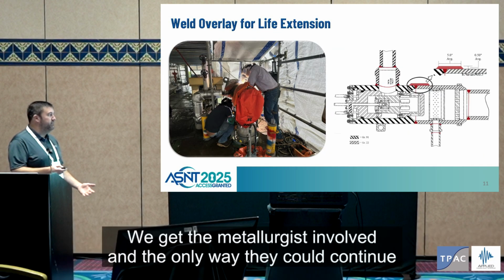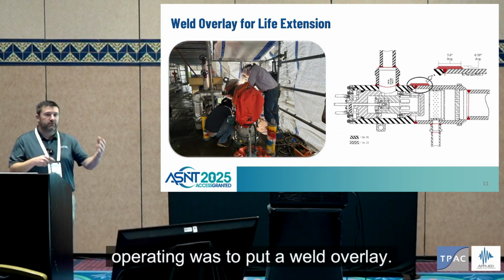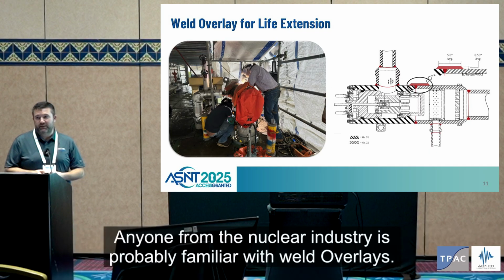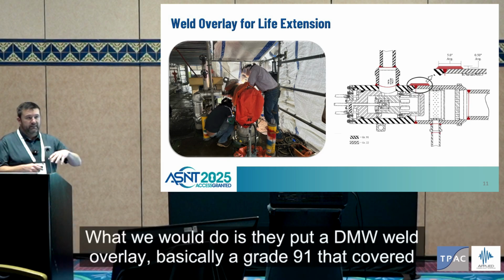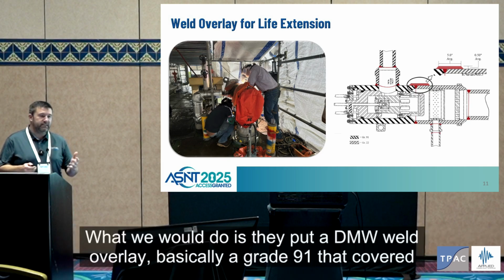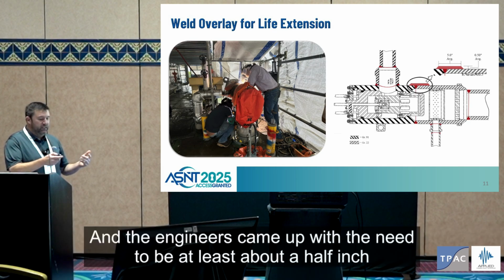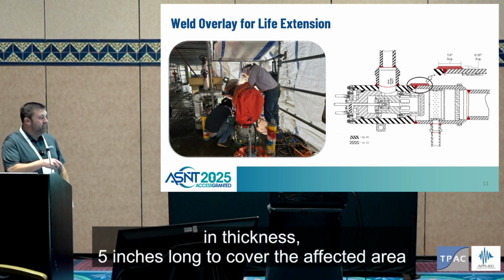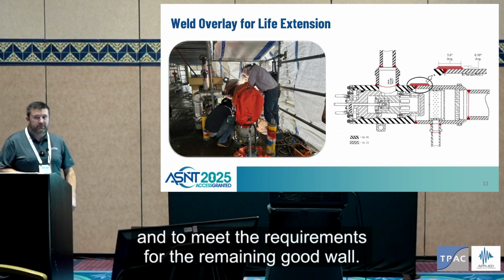We get the metallurgist involved, and the only way they could continue operating was to put a weld overlay. Anyone from the nuclear industry is probably familiar with weld overlays. They put a DMW weld overlay, basically a grade 91 that covered the grade 22 and the grade 91 material. And the engineers came up with the need to be at least about a 1/2 inch in thickness, 5 inches long to cover the affected area and to meet the requirements for the remaining good wall.